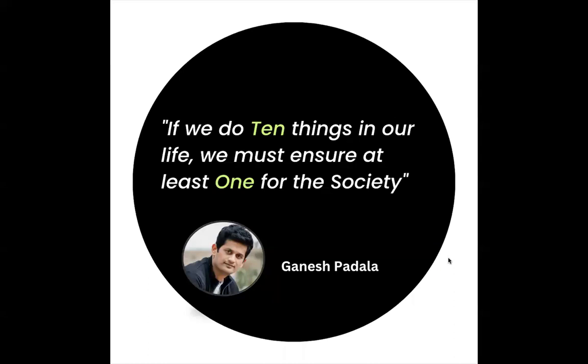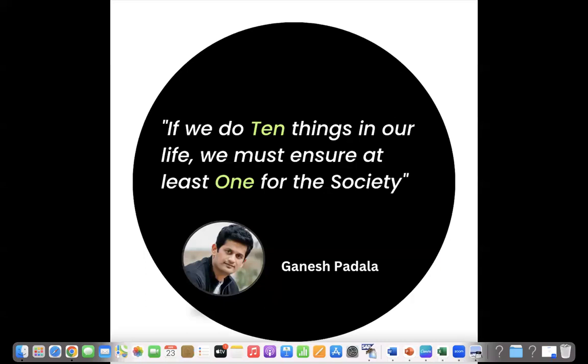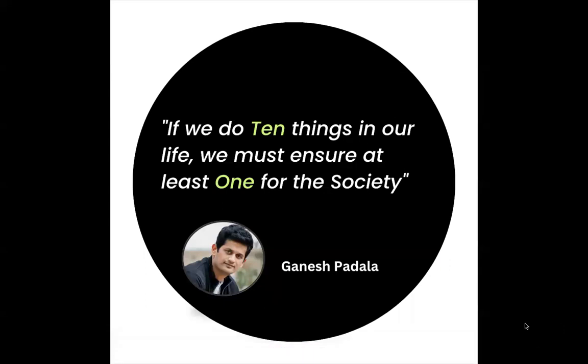If we do 10 things in our life, we must ensure at least one is for the society. Mostly we have dreams, a family, personal goals, passion, and we need financial resources to take care of our family and our dreams. Like someone wants a luxury car or a villa, someone wants to study in a certain university, or settle in a certain country or place in India. Everybody has their own things. We always focus on that, and we run. That's part of life.